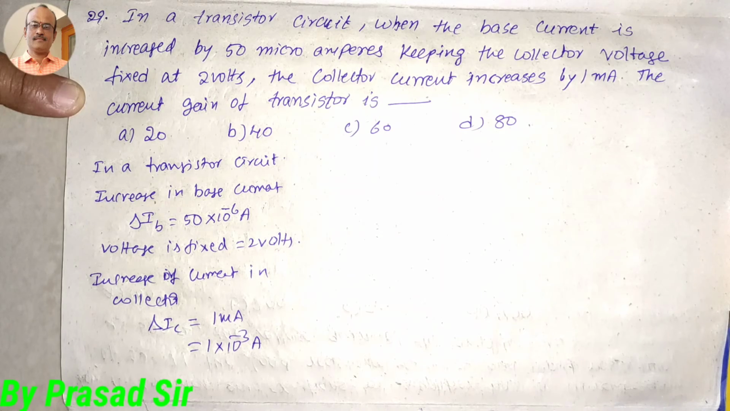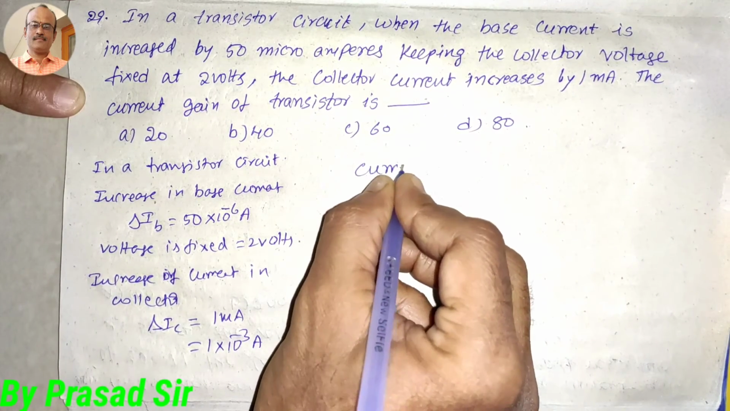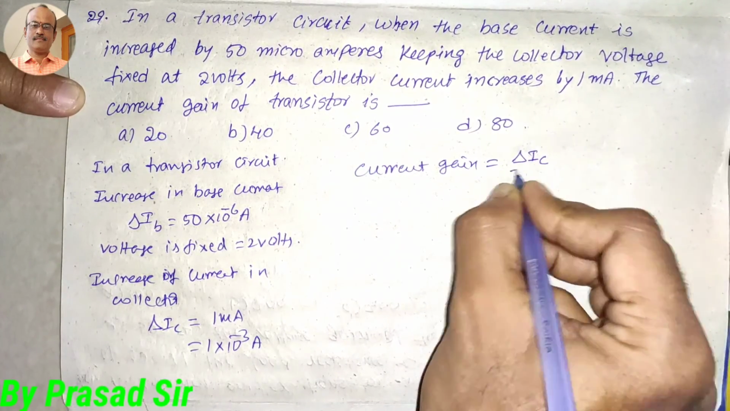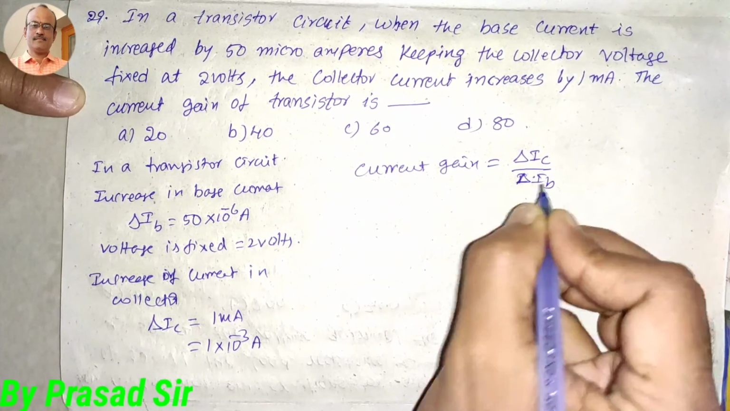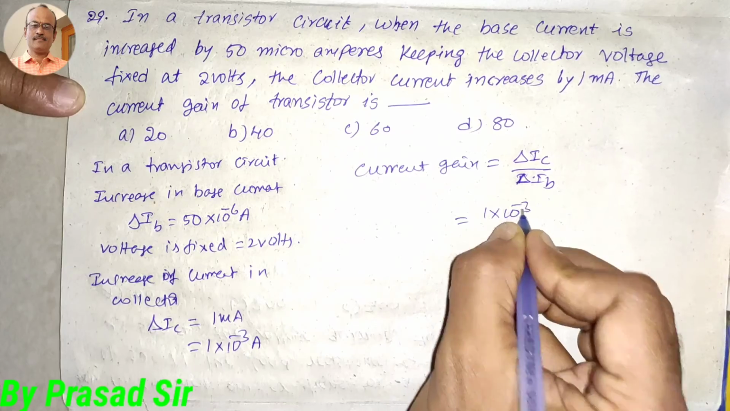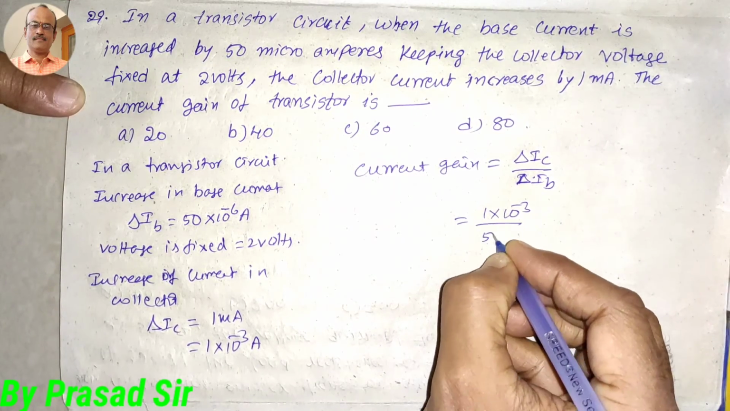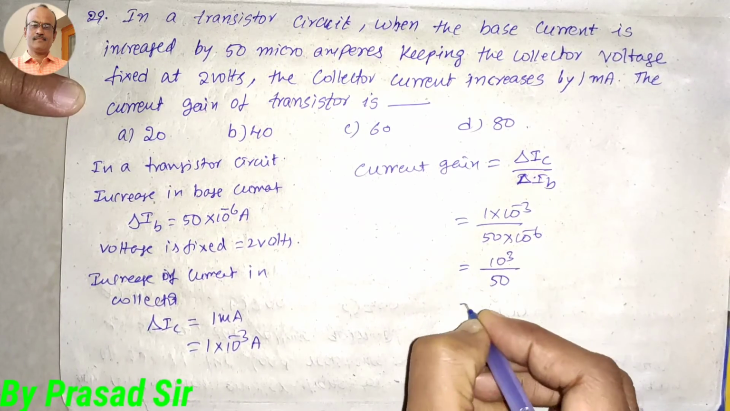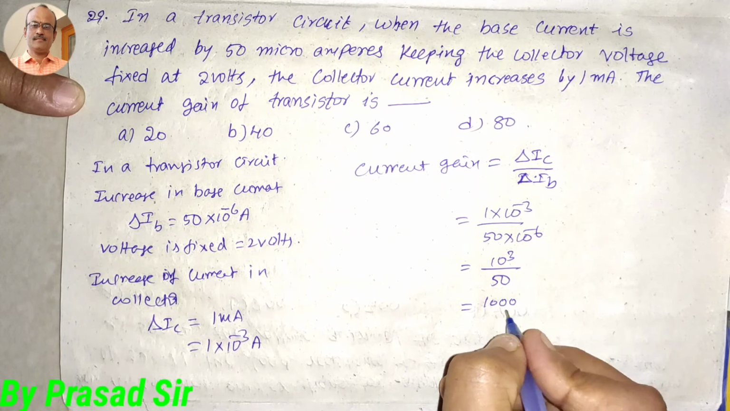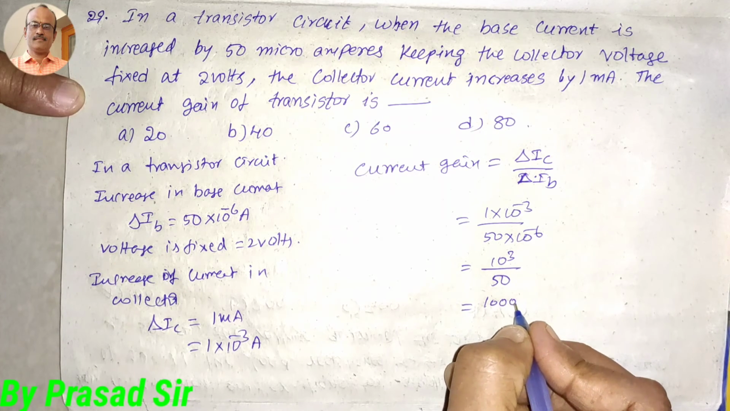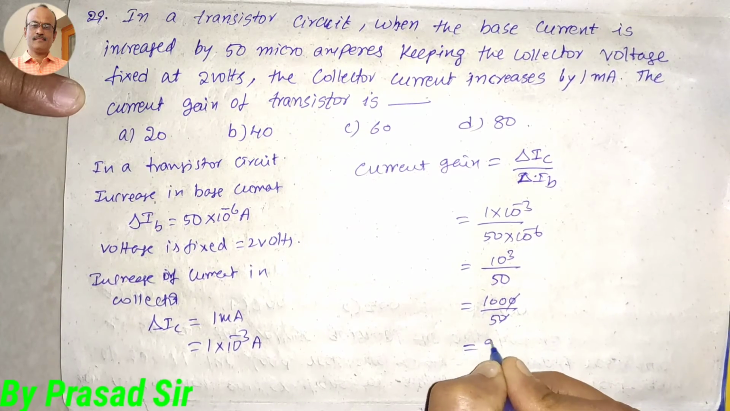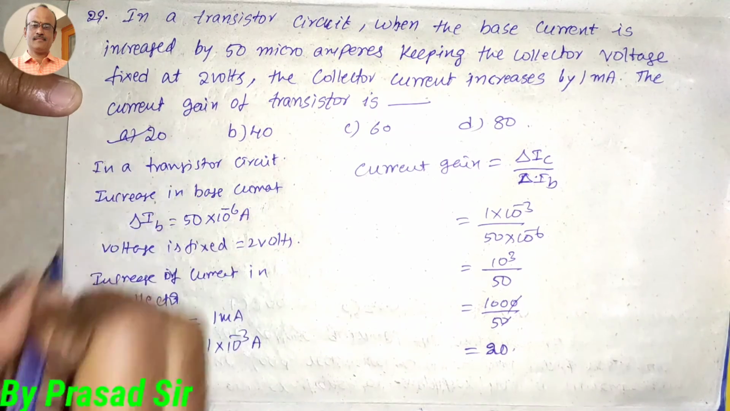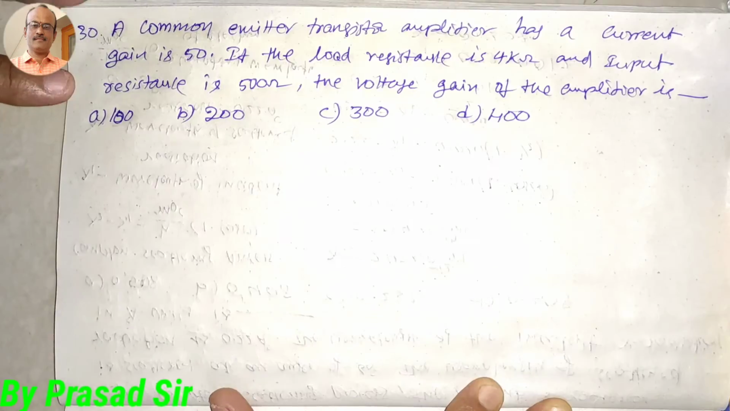But which one do we want to calculate here? Current gain. So that means current gain is equal to delta IC divided by delta IB. So delta IC, 1 into 10 to the power of minus 3, divided by 50 into 10 to the power of minus 6. So that means 10 to the power of 3, that is 1000, divided by 50 is equal to 20. So here current gain is 20. So which option is correct here? Option A is correct.